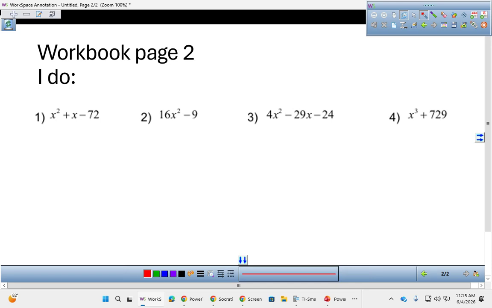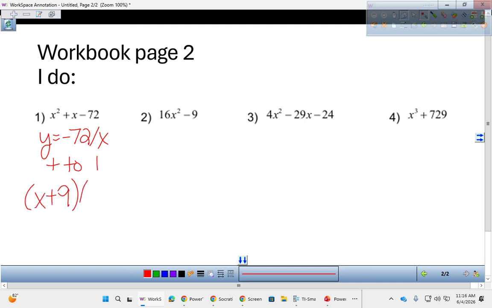this factor, I'm looking for things that multiply to negative 72 and add to 1. You're right, it's 8 and 9, right? So positive 9, negative 8, right? What I'm doing here is going to the calculator, doing negative 72 divided by x. I'm not physically doing that, but that's what you would do, right? And then you're looking at the numbers side by side and seeing what adds to 1. Those two numbers are positive 9 and negative 8, so that's factored for me.